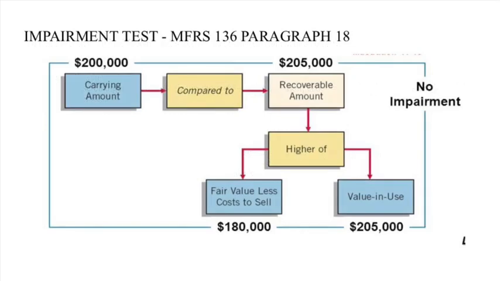Now, the recoverable amount is the higher of the asset's fair value less cost to sell and its value in use. It's not always necessary to determine both of them. Just one of them is sufficient, because if either of these two is higher than the asset's book value or carrying amount, then there is no impairment and it is not necessary to estimate the other amount.